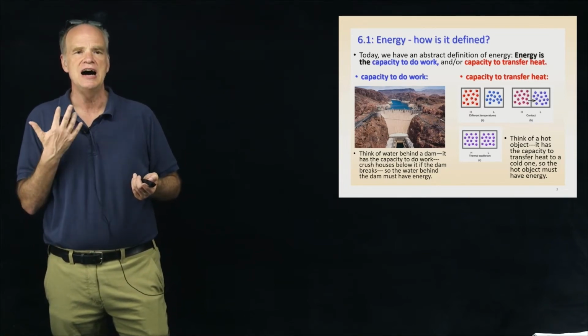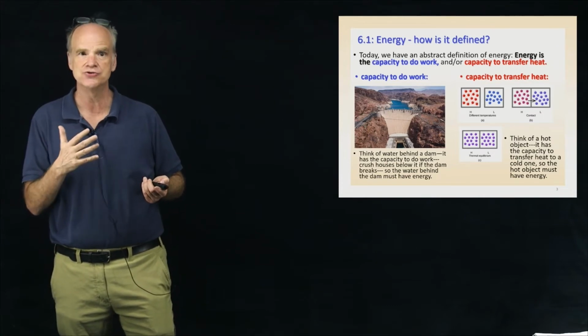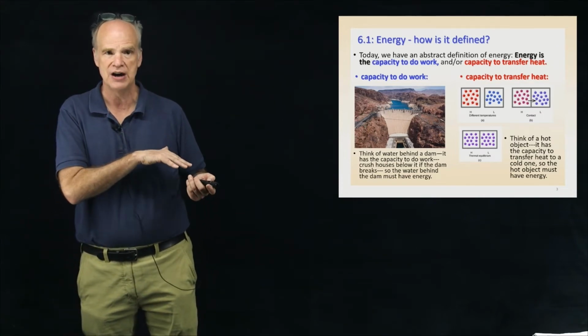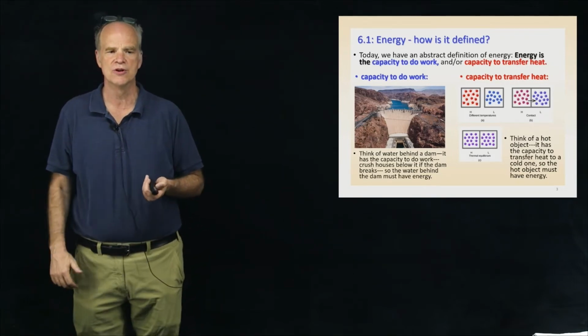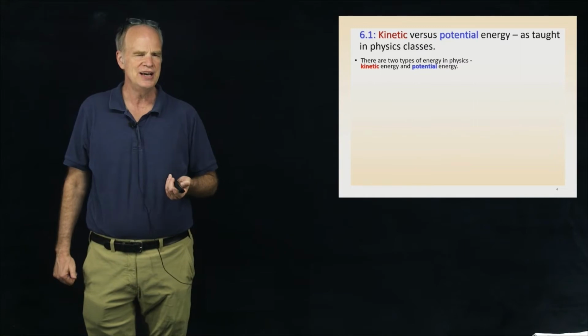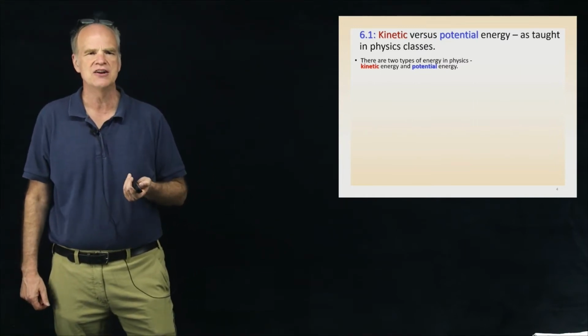And so you can see a hot brick has energy because it has the capacity to transfer heat into colder objects. But heat in itself is also energy. We'll talk a little bit more about that later. Okay, so now what I want to do is sort of break down the various categories of energy.